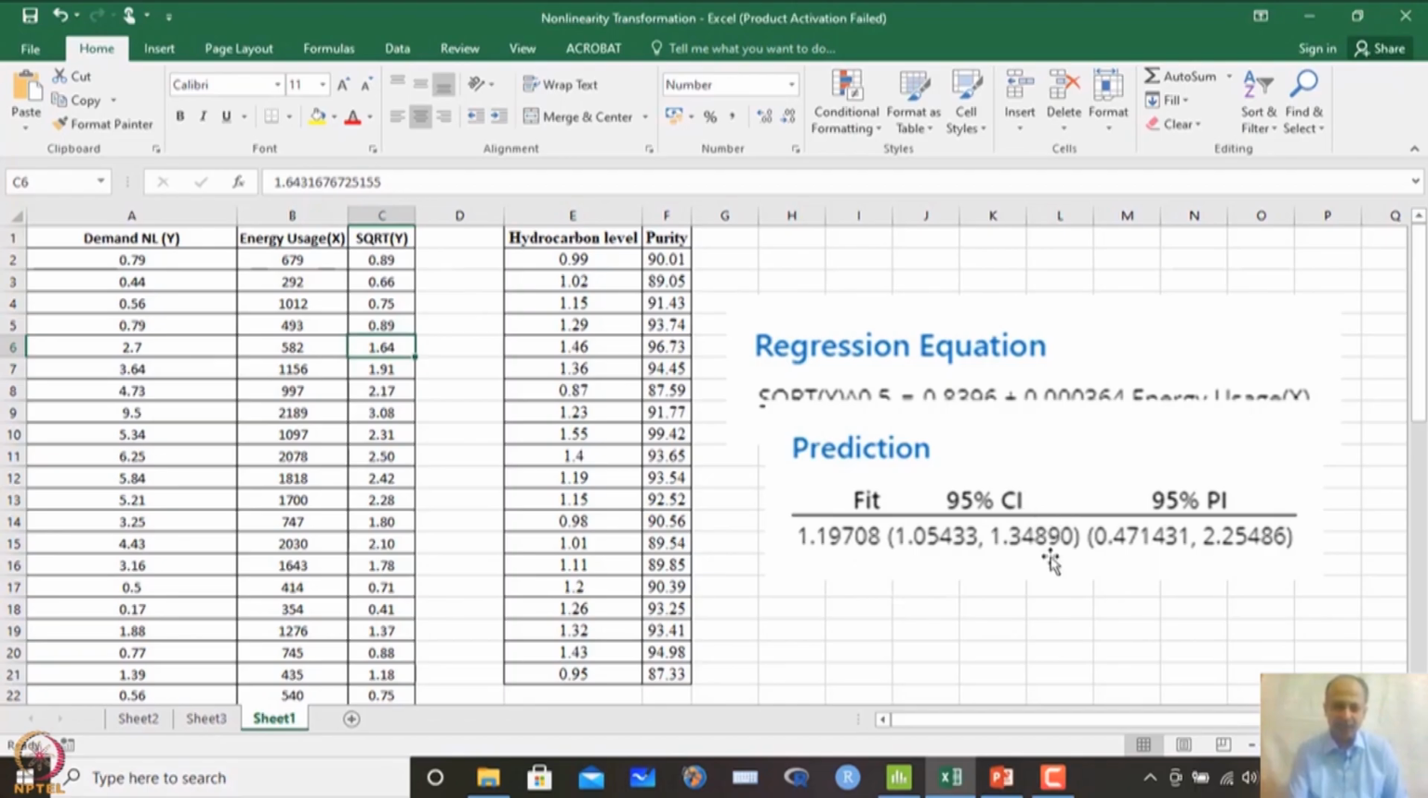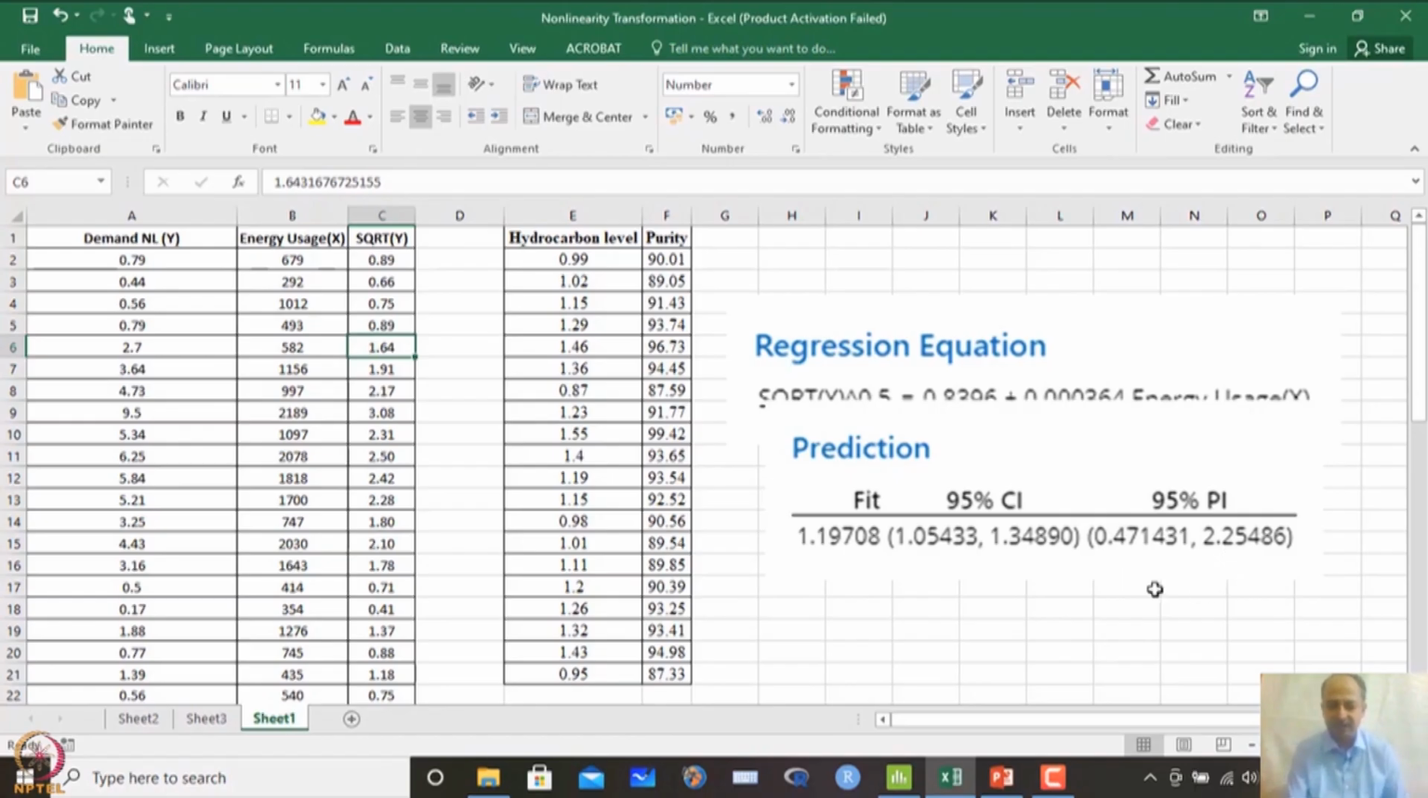It will give you a confidence interval and also a prediction interval, which we can generate based on certain formulations. This is the expected value, but it will have a range; it will not be exactly that value. The confidence interval of the predicted values is approximately 1.05 to 1.34, and the prediction interval is around 0.04 to 2.25.